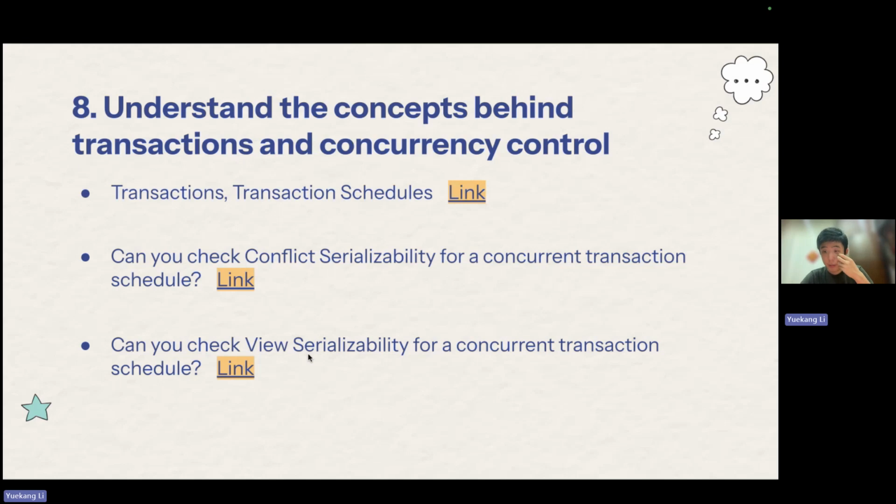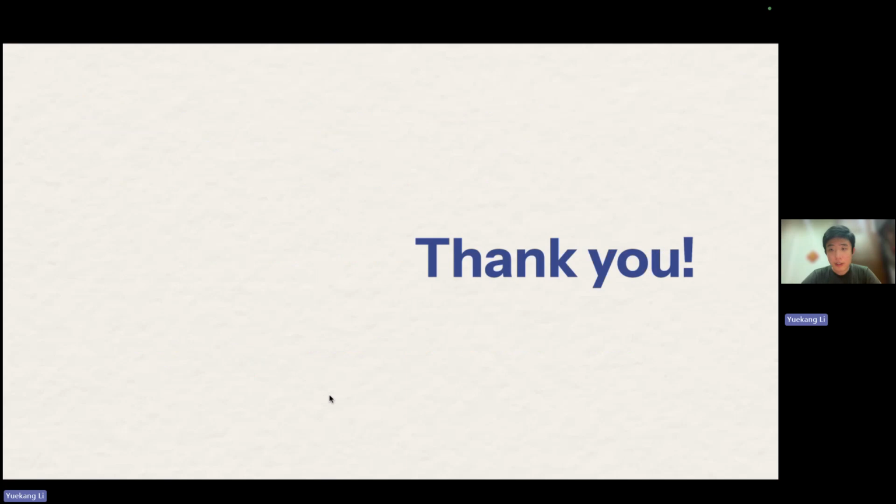Another type of serializability check is called view serializability. Can you check view serializability for a concurrent transaction schedule? Here's a link to the slides of the relevant algorithm. You should be able to do this manually. And that's pretty much what we have learned in this course.